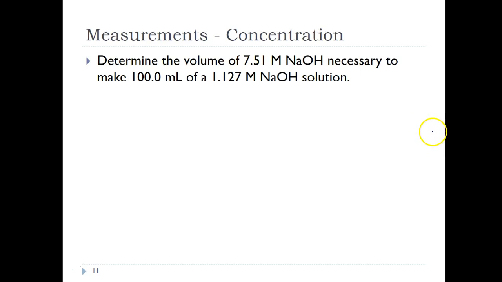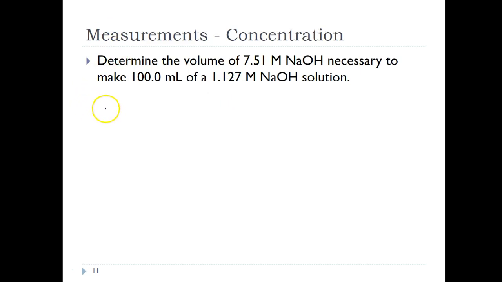So this one we're sticking easy with the units that we're using, molarity, but we're trying to make 1.127 molar sodium hydroxide solution. So we're trying to figure out how much of the 7.51 molar sodium hydroxide solution that's ready and sitting in front of me I need to use to make 100 milliliters of a 1.127 molarity sodium hydroxide solution. So we're using the strong one to make the weak one. So we need to figure that out.